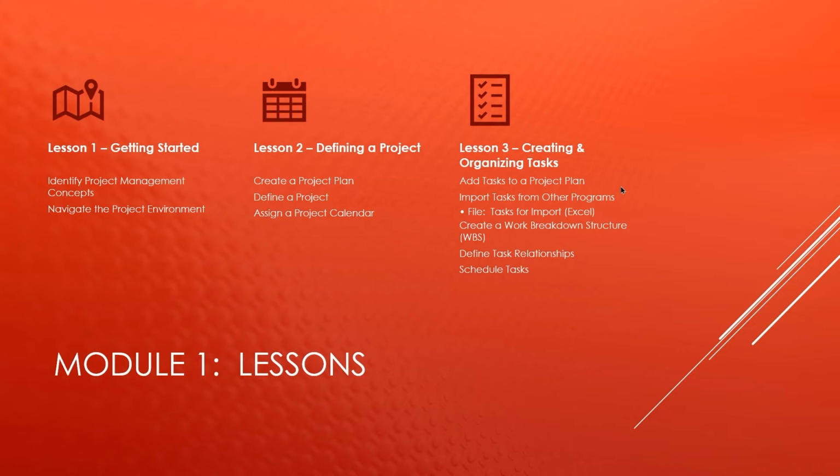In Lesson 3, we started adding tasks to the project plan. We manually entered some tasks, and then we imported tasks from an Excel file that's in the video description. We started creating our work breakdown structure by organizing our task into different groupings. So we grouped our tasks by stages. We have 4 stages in our project plan, and we got our summary task and our subtasks.